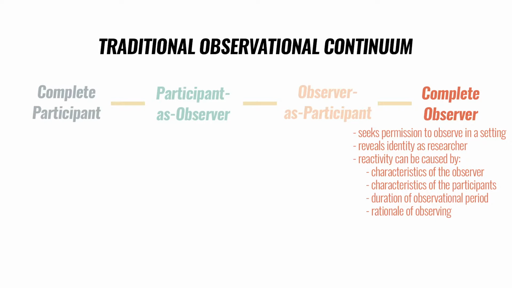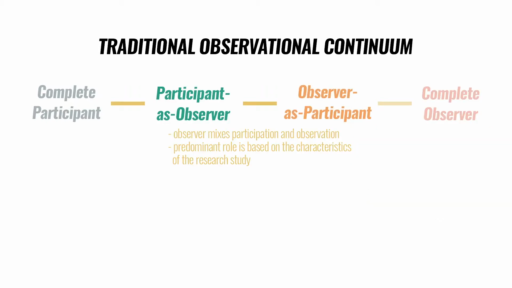According to Palys and Atchison, there are 4 factors of which a researcher has control over to minimize the conspicuousness of the observer: the characteristics of an observer, the characteristics of the participants, the duration of the observational period, and the rationale of observing.